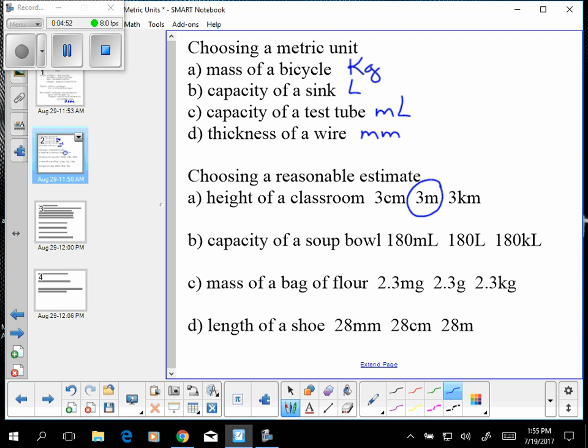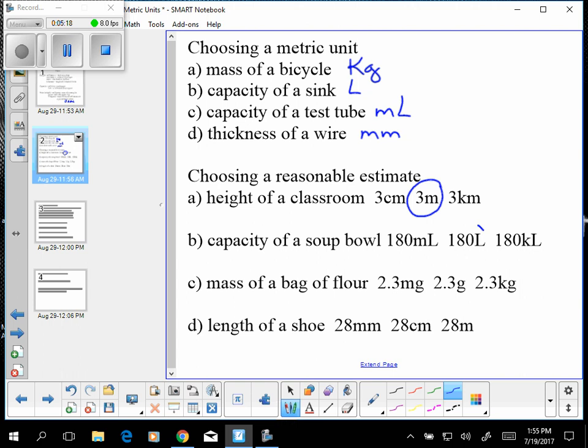Let's try capacity. What do you think? Milliliters? That's kind of like eyedroppers. Or 180 liters. That's like 2 regular pop bottles these days. Or if you want to go with kiloliters, 1 kiloliter is 1,000 quarts.